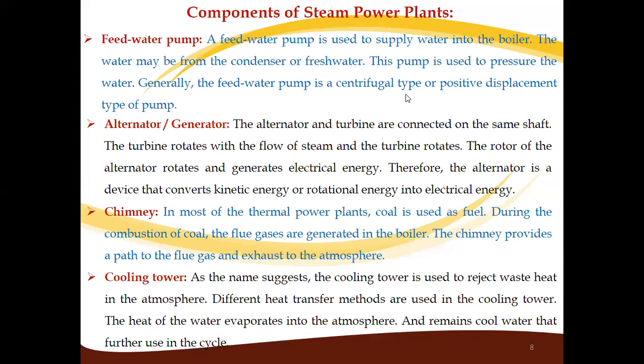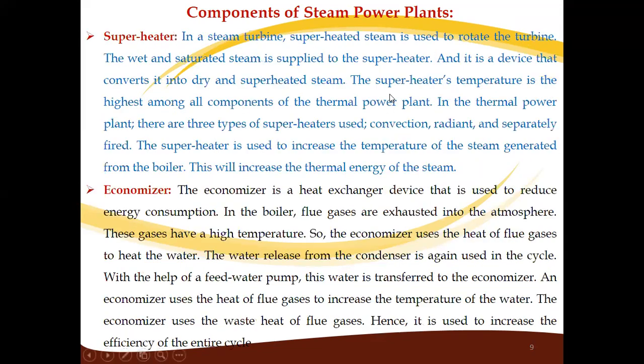Now we have the remaining two parts, the superheater and the economizer. So if you see these two parts, superheater and economizer. What is meant by superheater? In a steam turbine, the superheated steam, I have already told the meaning of superheated steam. It is dry steam, meaning there is no water moisture in the steam. That is called dry steam, or it is also called superheated steam. So in a steam turbine, this superheated steam is used to rotate the turbine.